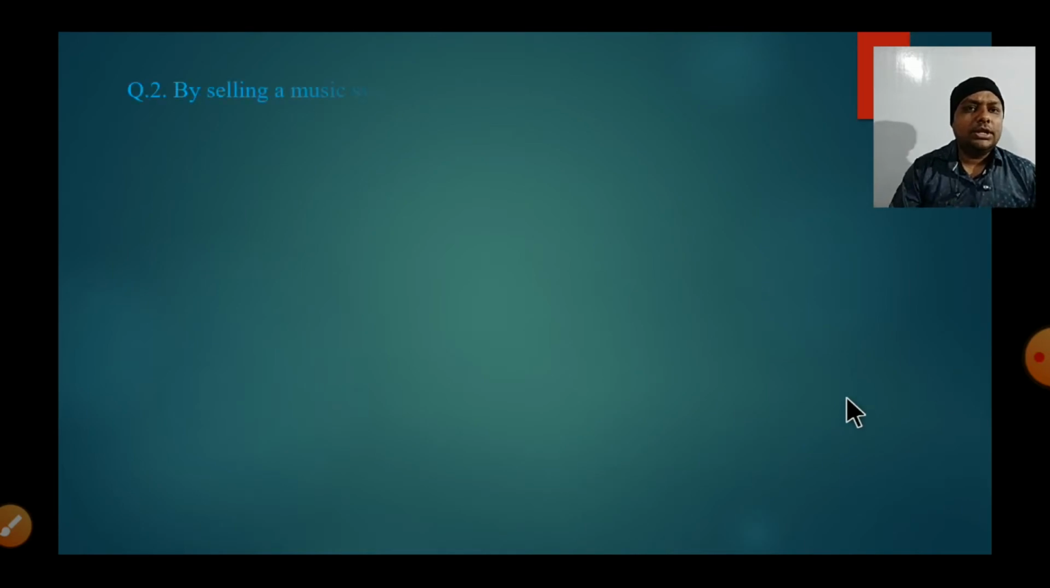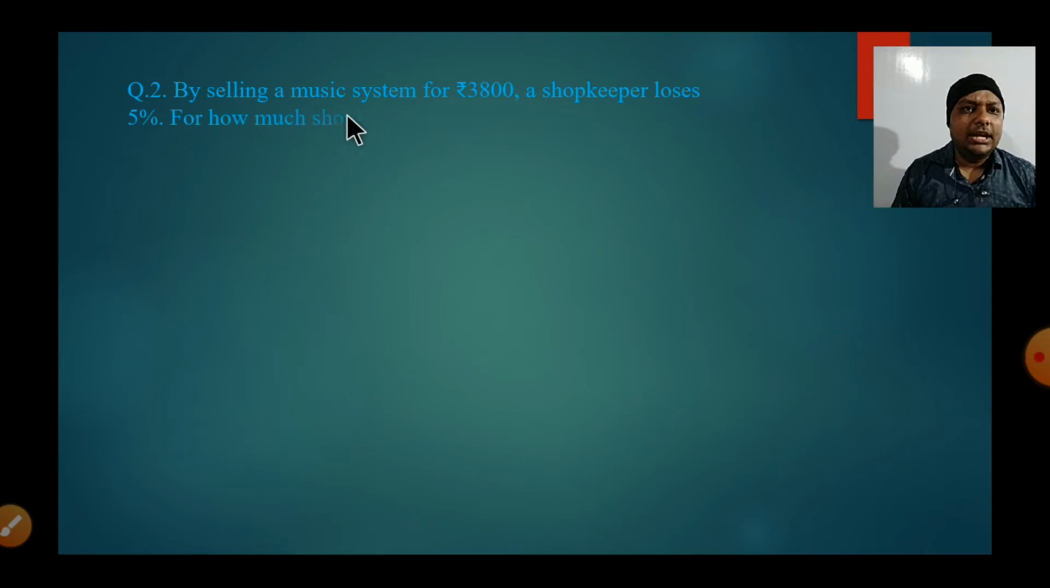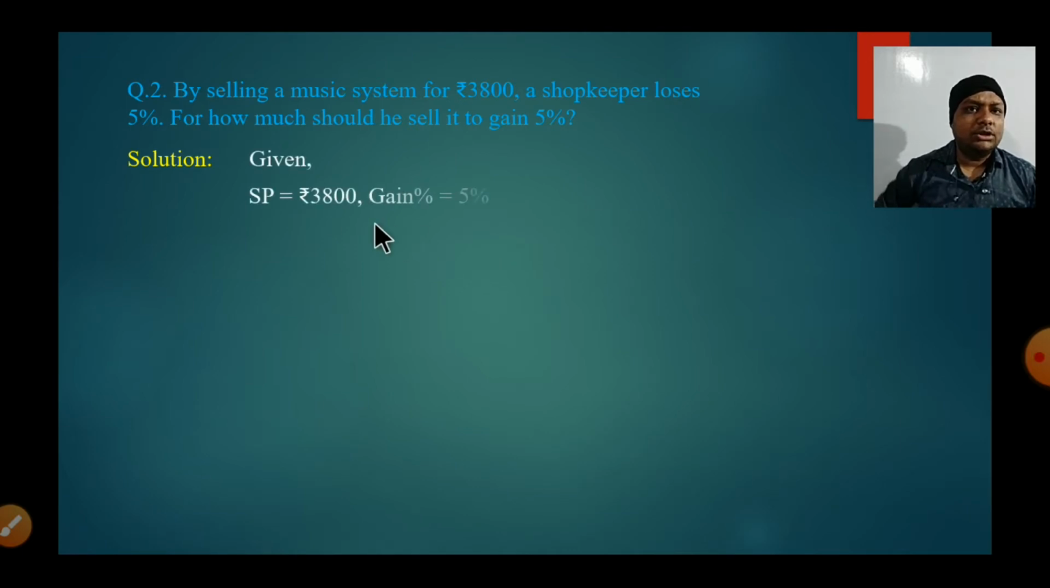The next question is: by selling a music system for rupees 3,800, a shopkeeper loses 5%. It means there is a loss. So for how much should he sell it to gain 5%? To gain 5% profit, at what value does he have to sell this music system? At first let's find the CP by using the SP of this article and the loss percent. Given: SP equals 3,800 and loss percent equals 5%.